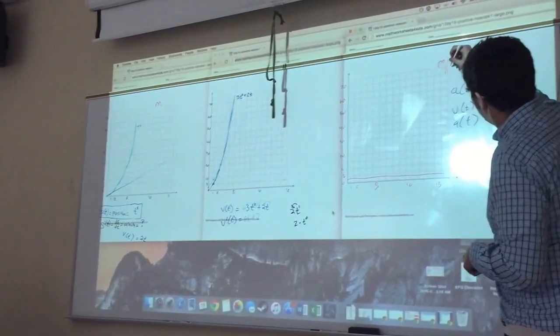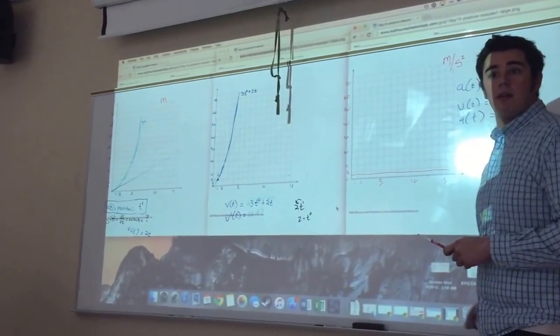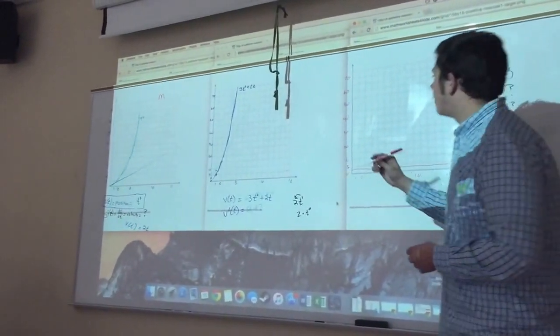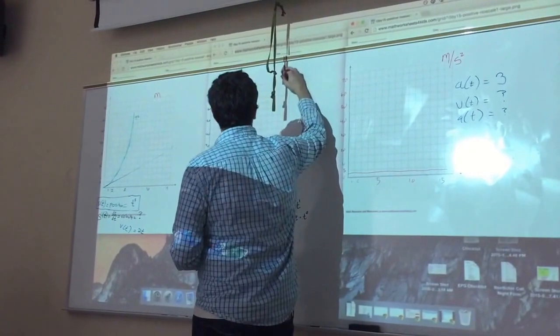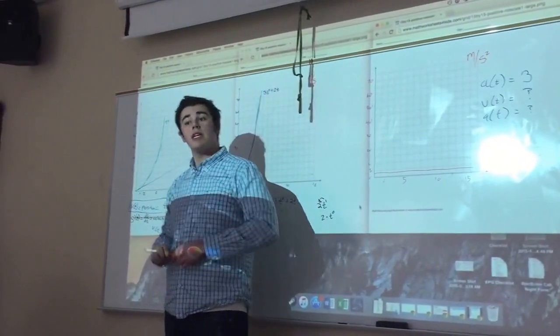So we know that our speed is just meters per second. So acceleration is just how much faster you're going per second. So you're going meters per second. It's just acceleration over time.